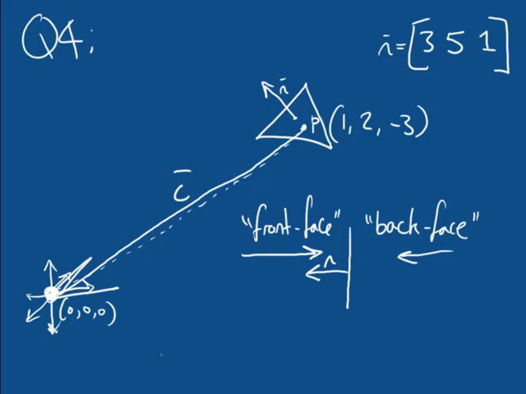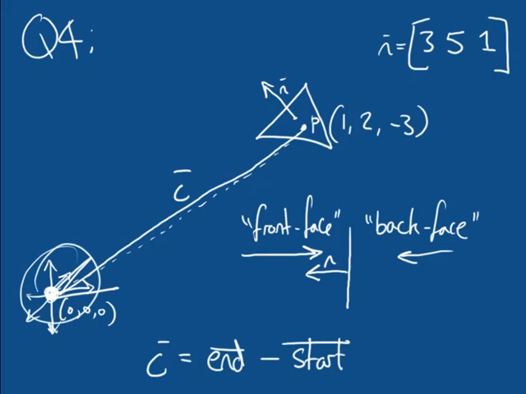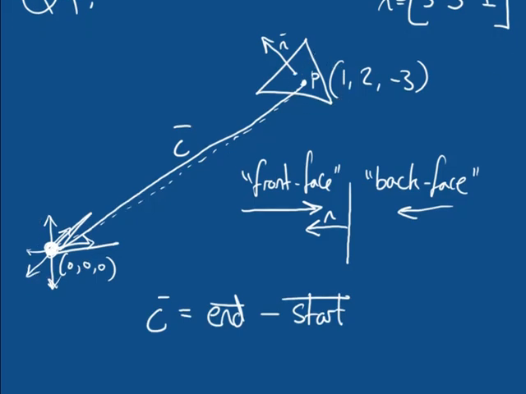Our vector C is going to be equal to the position vector of our end point, which I'm going to call end, minus the position vector for our start point. So I'm ending here at the origin, and I'm starting here at the point 1, 2, minus 3.